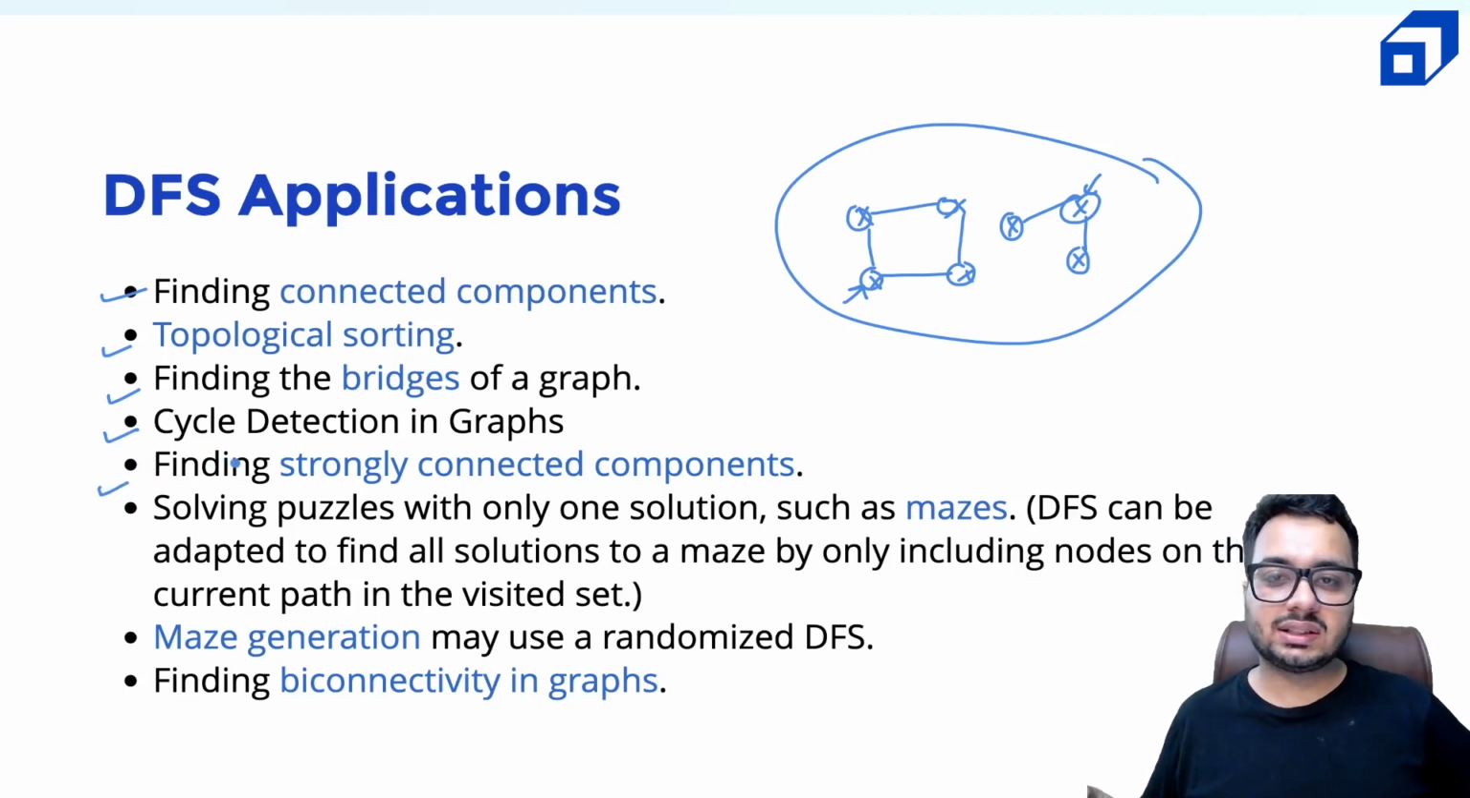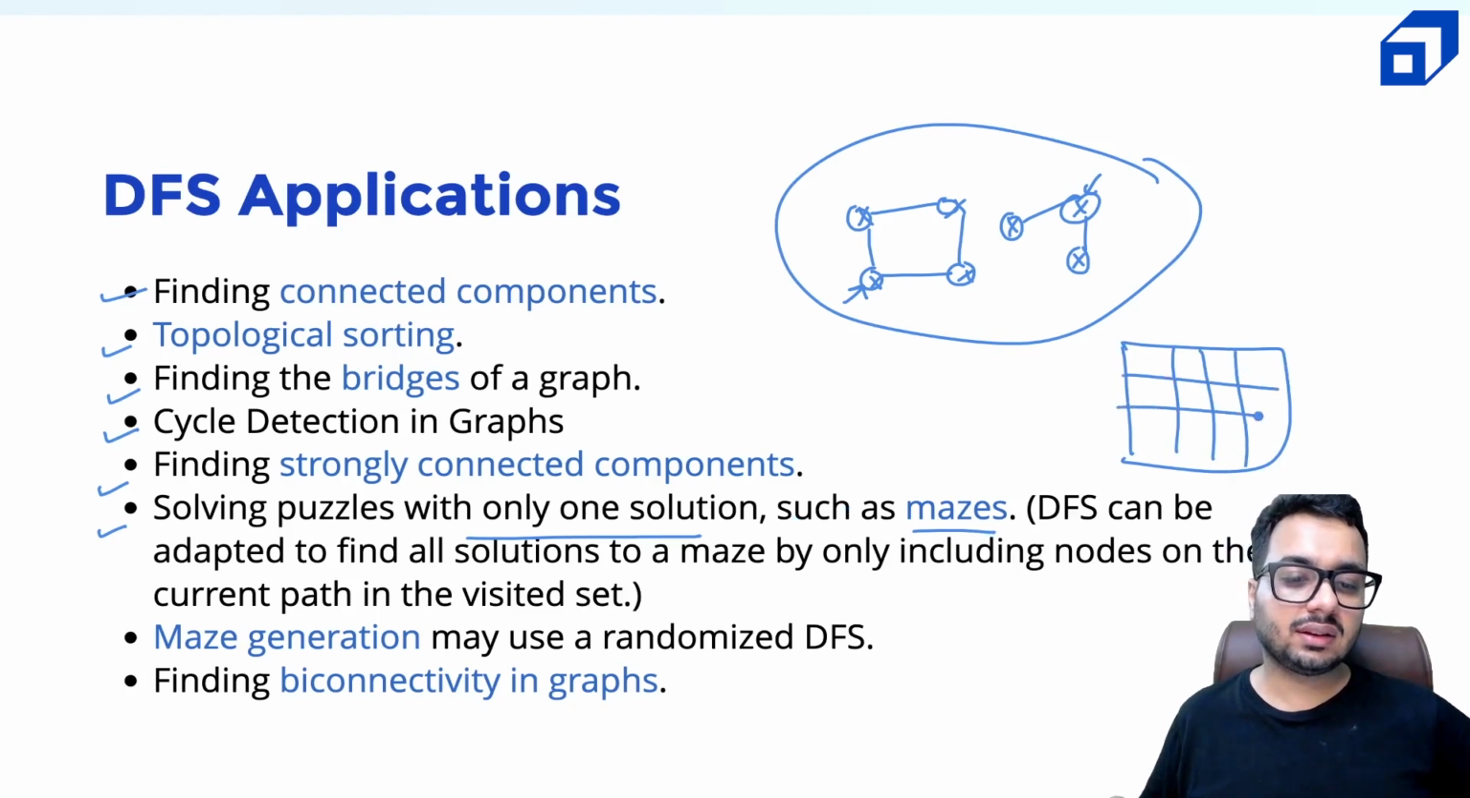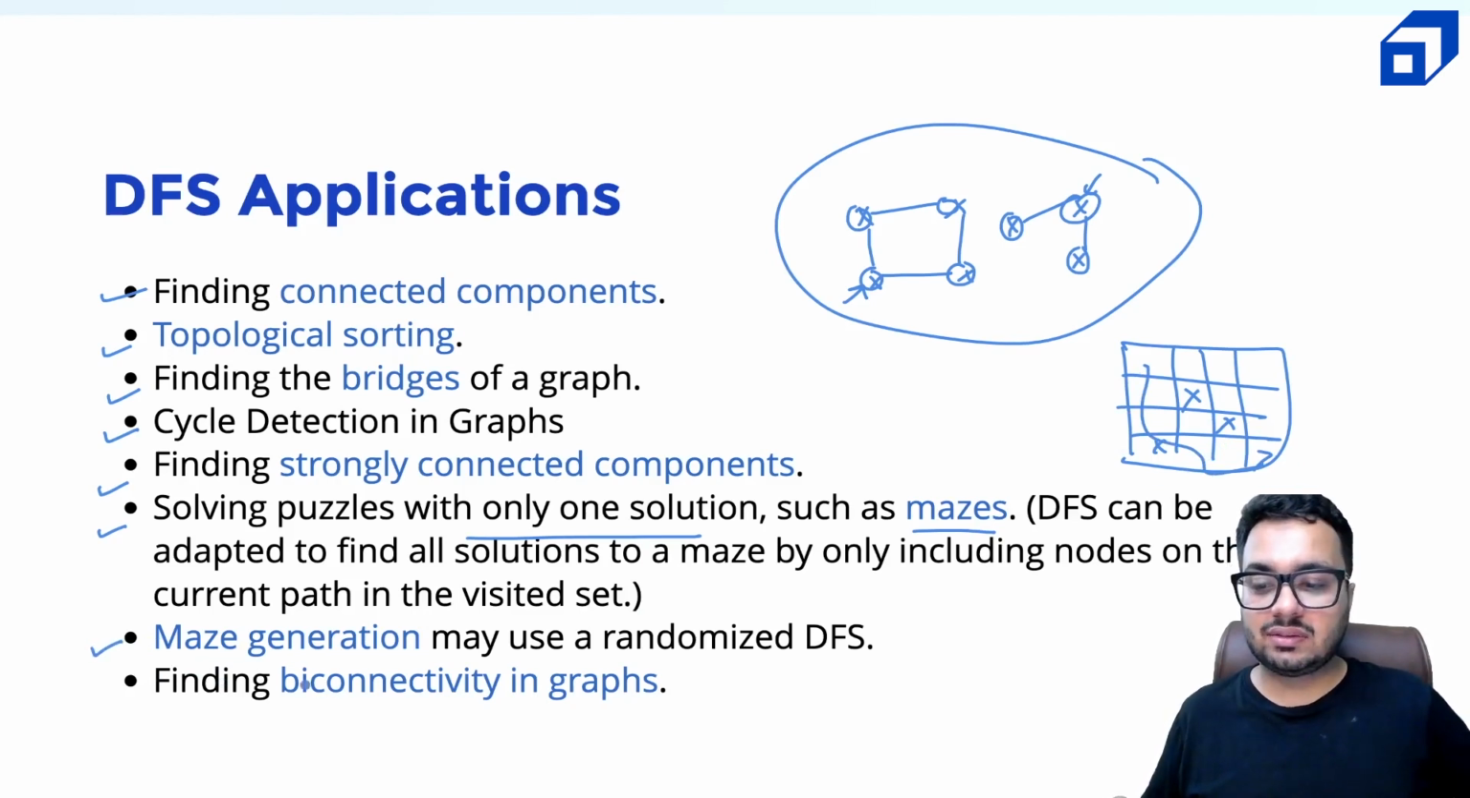Strongly connected components is a different concept which is used in directed graphs, and DFS is used there again. It can be used to solve puzzles with only one solution, such as mazes. Maybe you want to find a path in a maze. If there is only one solution, you can easily use DFS along with backtracking to find that particular path. It can be used in maze generation with the randomized DFS algorithm, and it can also be used in finding bi-connectivity in graphs. So let us try to understand the algorithm next.